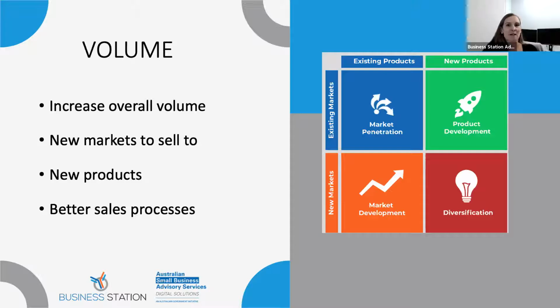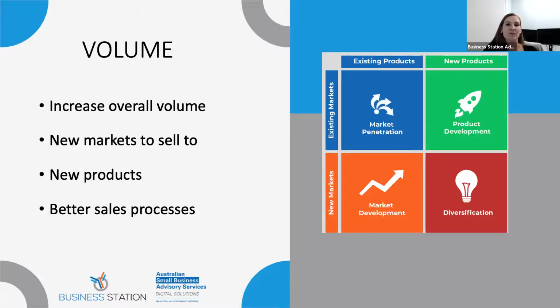Market development is another profit enhancement strategy. Now that's in the orange there, I should say, and that's where you've got an existing product in a new market. So you're developing new markets with existing products. So broadening your scope to a different market.